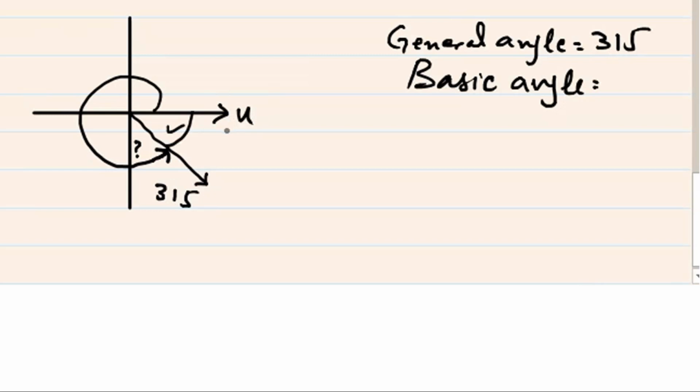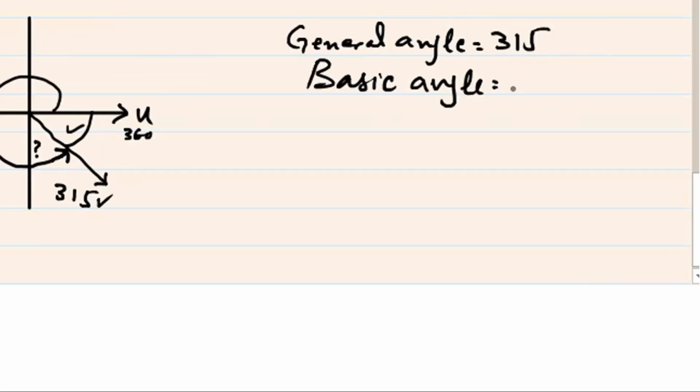Okay, so for this basic angle, when you take a complete round, the angle would be 360. You'll subtract the general angle from 360. So the basic angle would be found as 360 minus 315, which is 45 degrees.